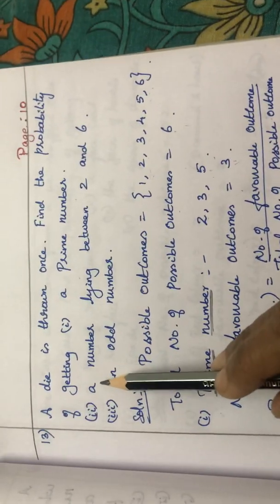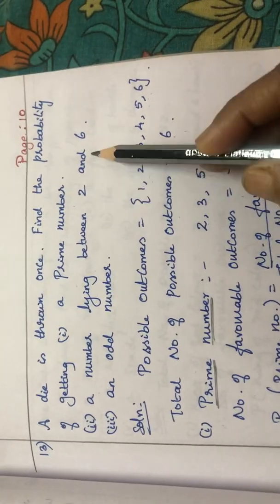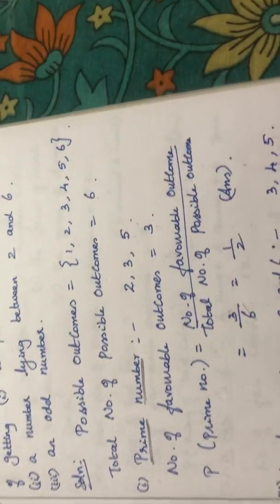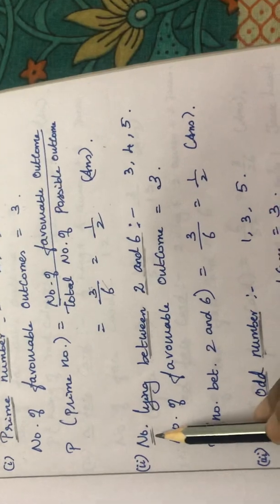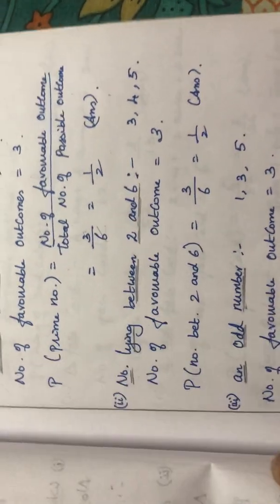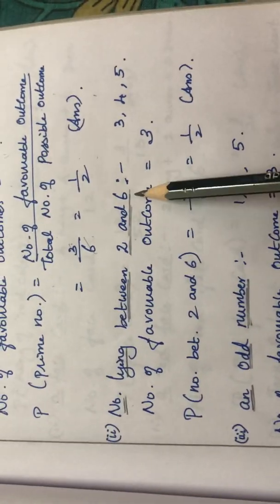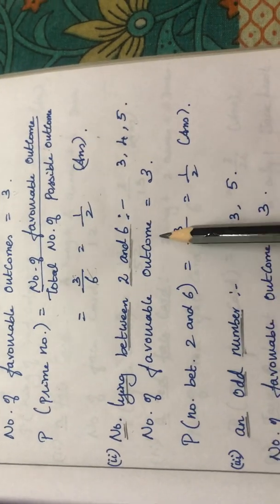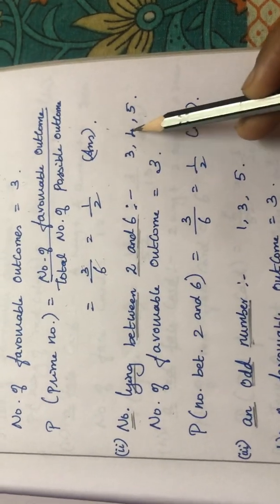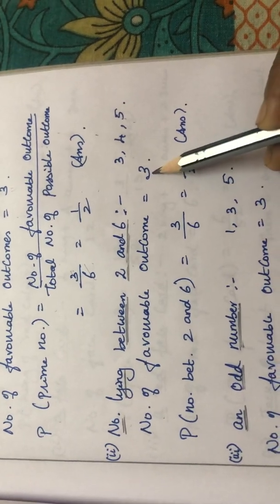Second subdivision, a number lying between 2 and 6. So what are the numbers in between 2 and 6? 3, 4, 5 are there. So the number of favorable outcomes is 1, 2, 3, so I am writing 3.